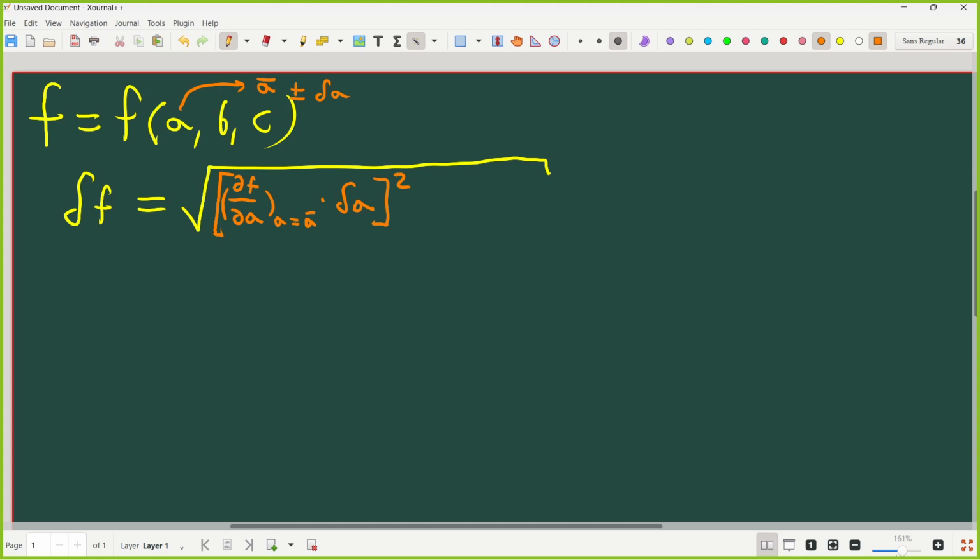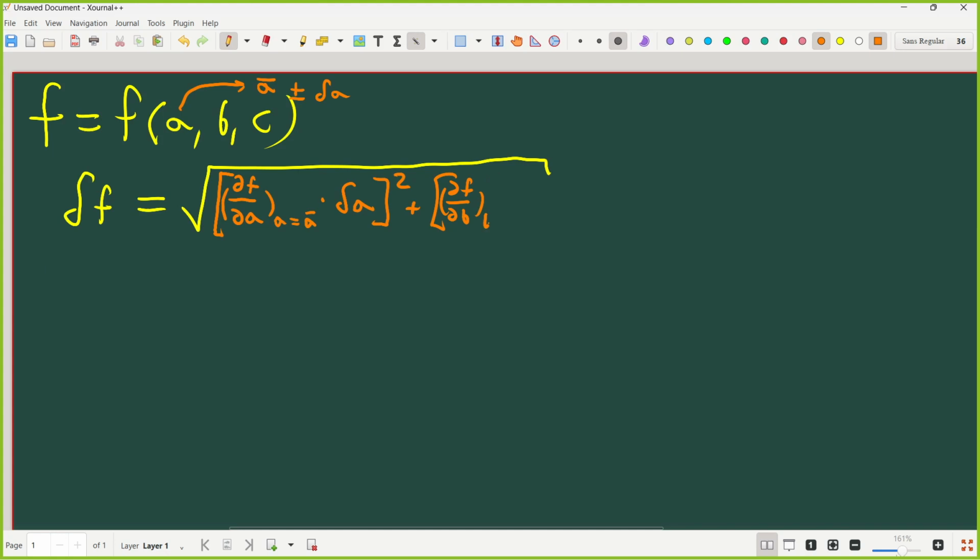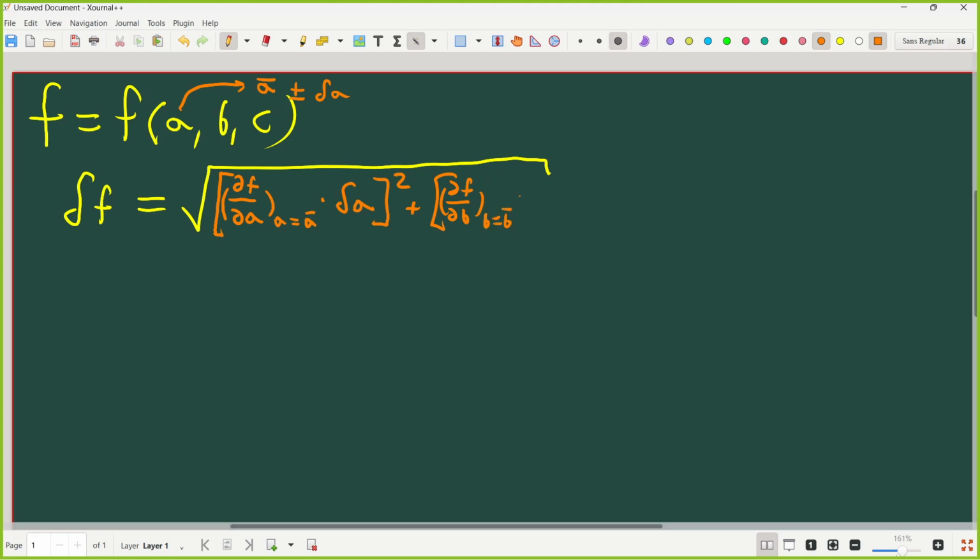And so I just need to add the rest of them, right? So we're going to do it over b now and all the other variables from here on out. So we just add over it. Oh, sorry, that's not a square. I apologize. Where b is evaluated at its value times the error in b, squared, plus plus plus.